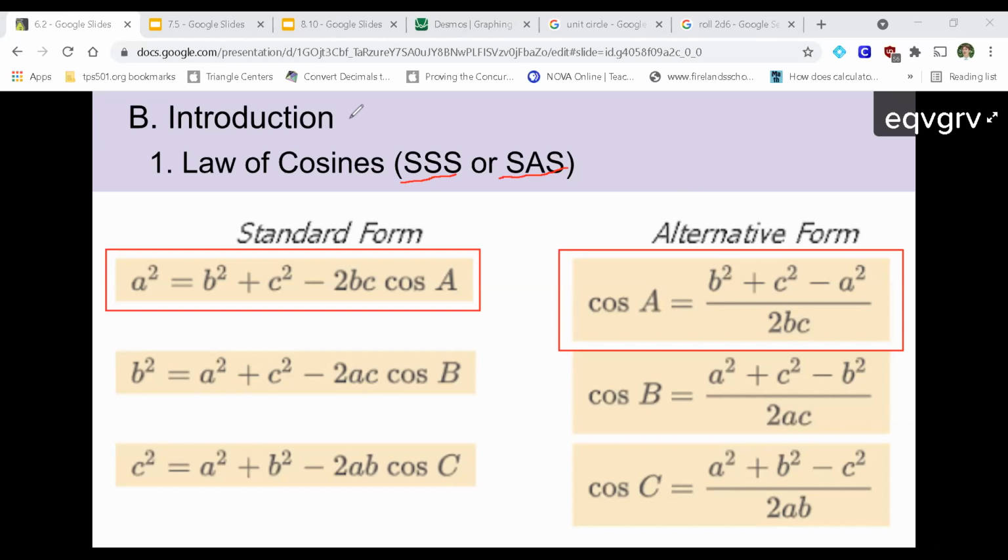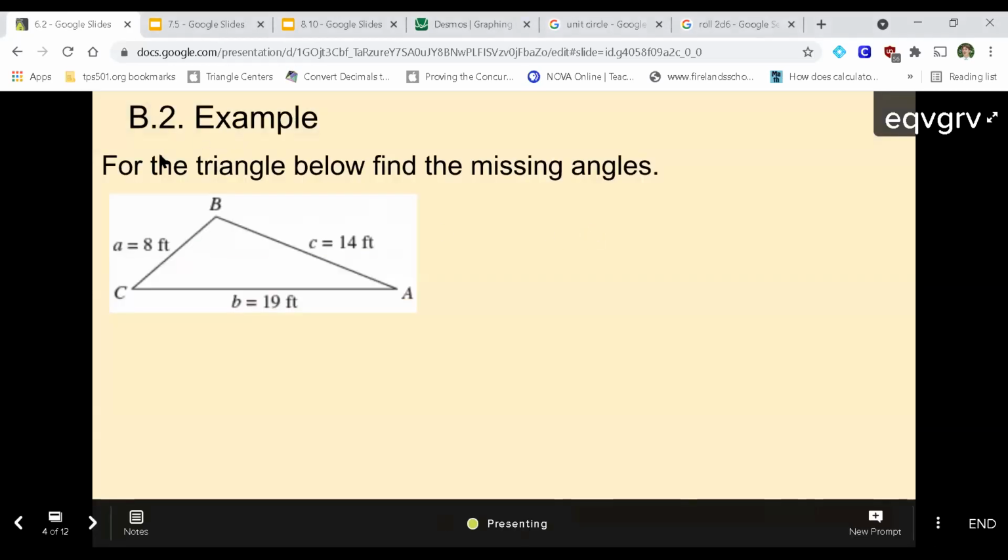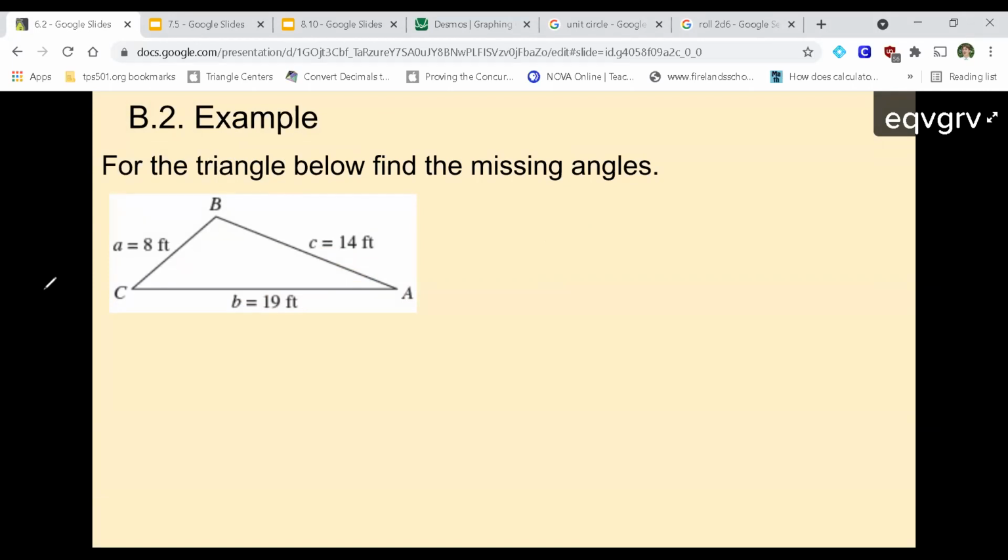Okay, let's do an example. For example, for this triangle, I'm given three sides and I need to find its angles. If we want to find angles, we will want to use the alternative form because we're going to solve this for the angle. And here's the most important thing you will write down today. This is what will either make sure you do law of cosines just fine or will get you in trouble. Always solve for the largest angle first.